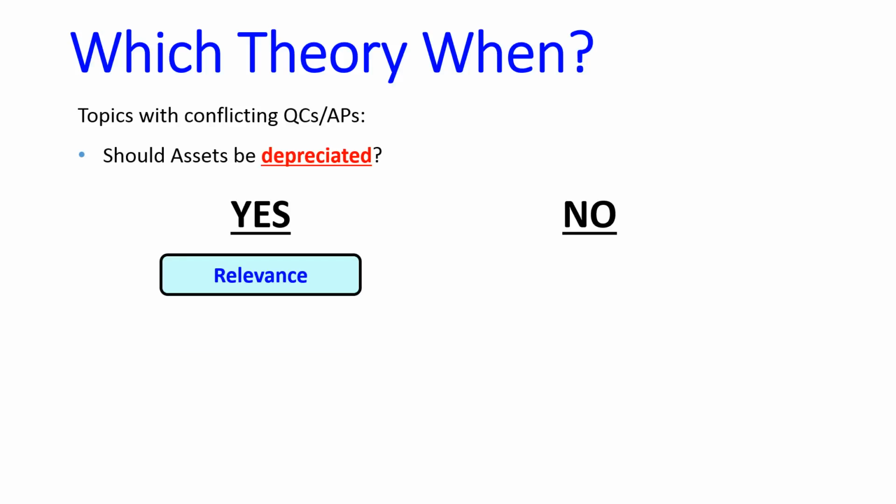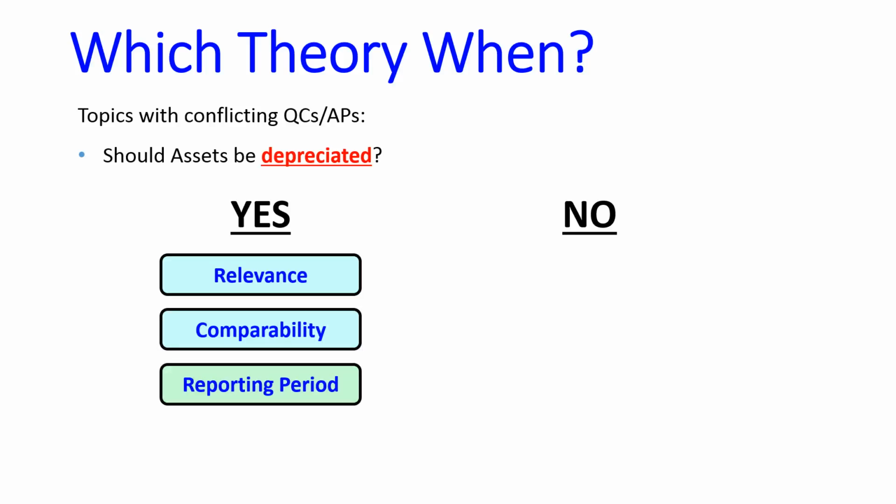So on the one hand, relevance would say to definitely do it. That'll help our decision making, as in we'll be able to calculate an accurate profit and make good decisions from it. Also, if we've always depreciated something, then we should always continue to do it, and comparability and consistency tell us to do that. Another theory that says we should do it is reporting period. That's all about matching revenues and expenses for the period. Well, depreciation's an expense, so under reporting period we should do it.